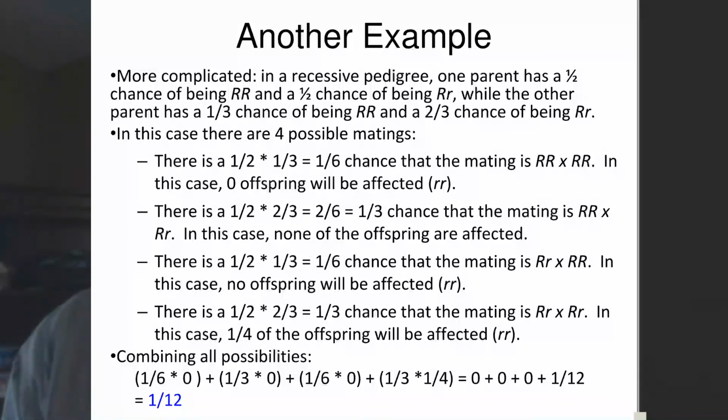So it's a little more complicated with the recessive pedigrees because you always have to remember that black and white pelage problem, where the chance of these individuals being homozygous capital R is one-third, whereas there's a two-thirds chance of them being heterozygous. So a little bit more difficult.